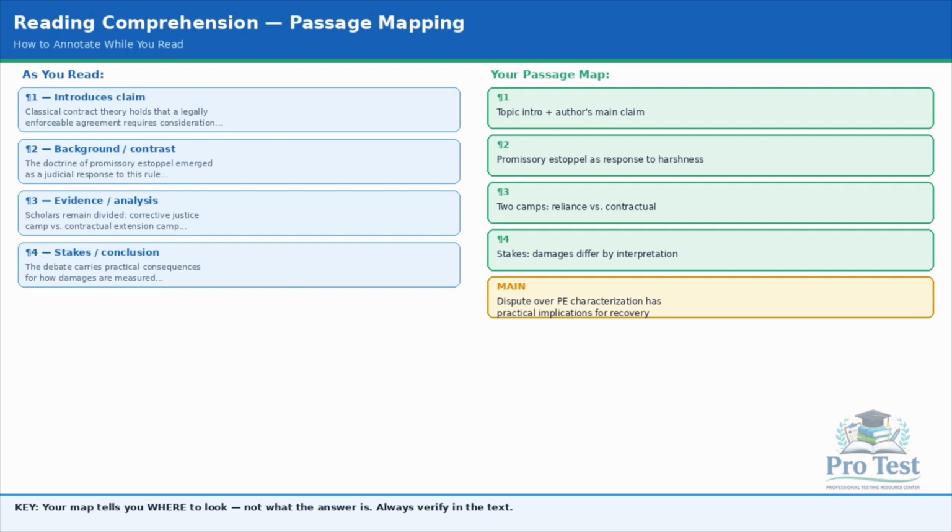Each time you finish a paragraph, ask yourself, what did this paragraph do? Did it introduce, contrast, support, complicate, or conclude? Write that word next to the paragraph. When you reach the questions, your passage map tells you exactly where to look, so you spend your time verifying answers, not hunting through the text.